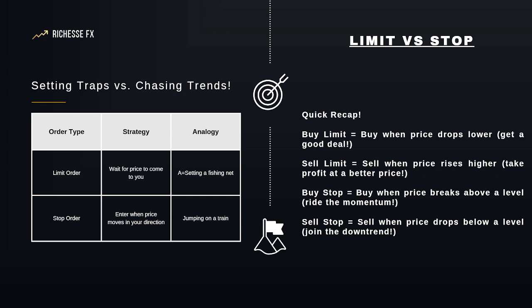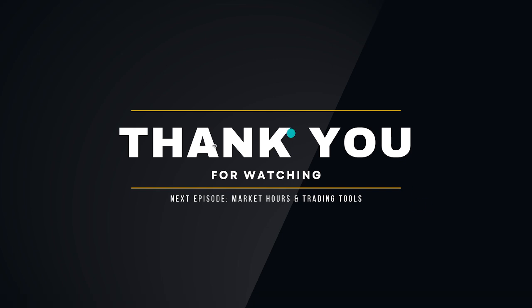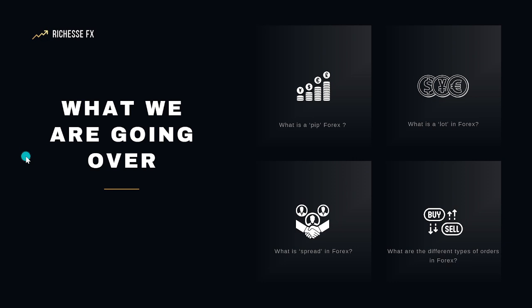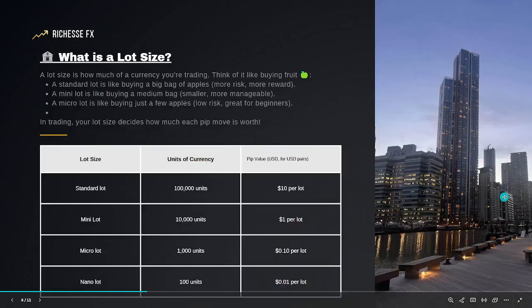Quick recap: a buy limit, buy when price drops lower. Sell limit, sell when price rises higher. Buy stop, buy when price breaks up a certain level. Sell stop, sell when price drops below a certain level. And that is it for today's video. Again, we've gone over those 4 very important questions. What is a pip? What is a lot? What is spread? And then what are the different orders in Forex? Understanding these are very, very important.